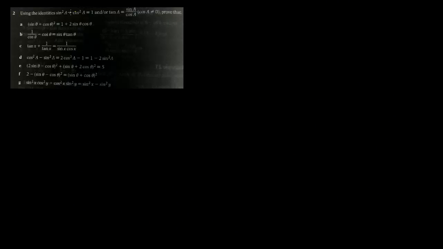Question number 2 is using the same identities as before, but this time we don't have to simplify, we have to prove left hand side equals right hand side. A. We have to prove that the left hand side, sine theta plus cos theta whole squared, is identical to the right hand side. So let's break this down.